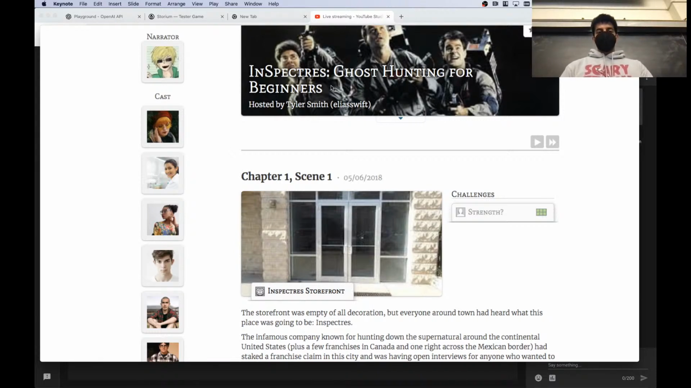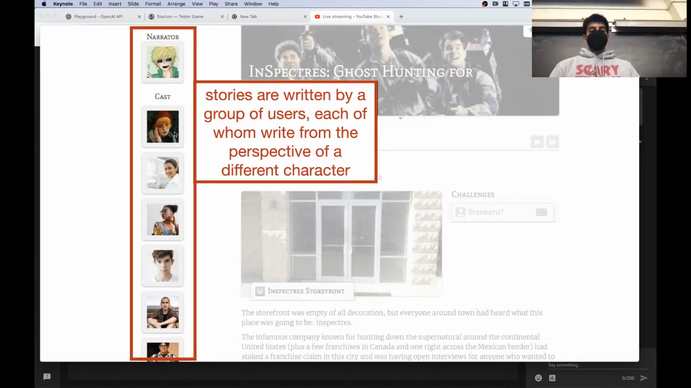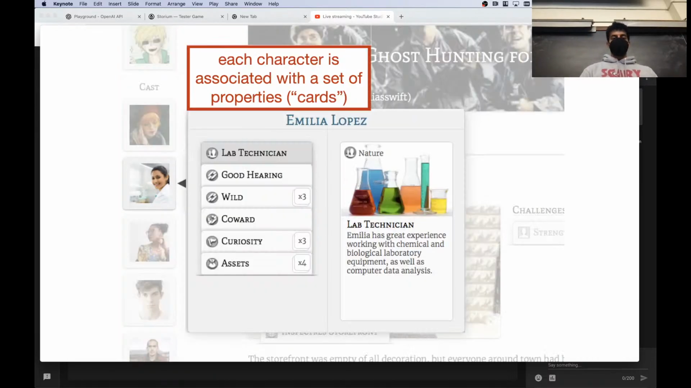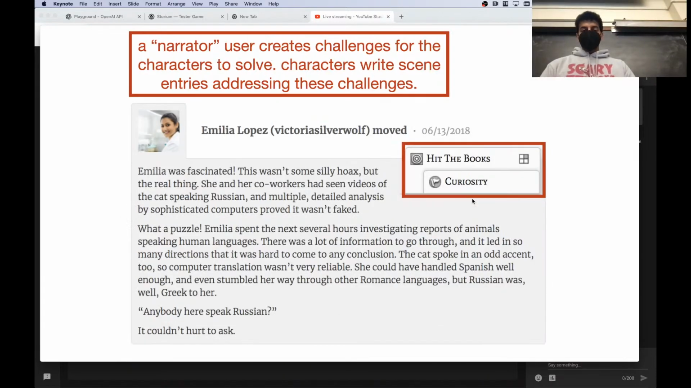So this story is called Inspectors, Ghost Hunting for Beginners. Basically there's a cast of characters. Each of these characters is a different user on the site. They've all been assigned to this team, and they're going to write scenes from the perspective of their character. This character, Emilia Lopez, also has a bunch of attributes: she's a lab technician, she has good hearing, she's a coward, but also curious, and so on.